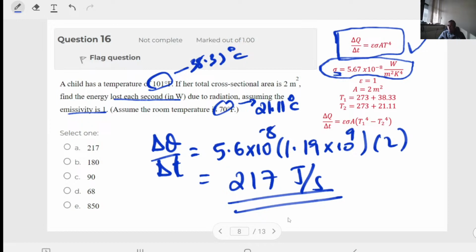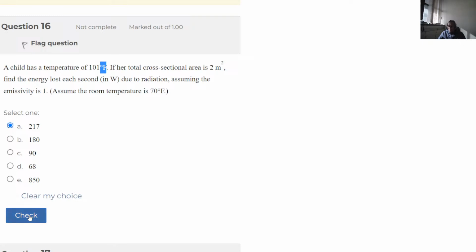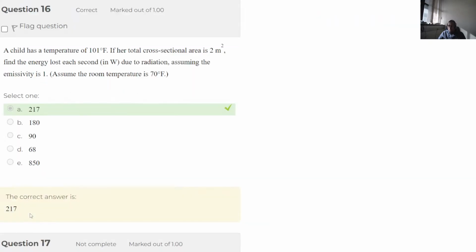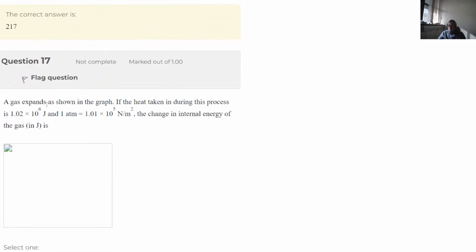Hopefully, you guys will pick up. Therefore, the answer is 217. Maybe I'm wrong. Let me go check again. 217. I didn't check this one. Yeah, that's at least correct. This one is wrong. It says 34. We know why it is wrong.